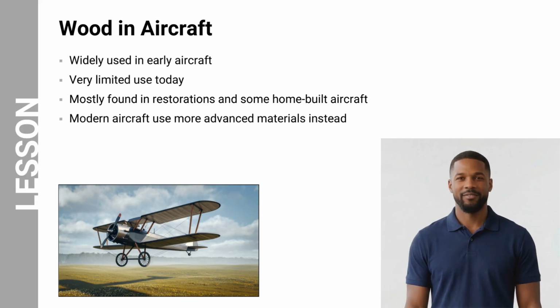Wood was widely used in early aircraft structures, especially in wings and fuselage frames. However, its use today is very limited due to issues such as susceptibility to moisture, decay, and lower durability compared to modern materials. Today, wood is mainly found in restored aircraft or some home-built designs. As shown in the image, early aircraft relied heavily on wood structures, but these have largely been replaced by stronger and more reliable materials in modern aviation.